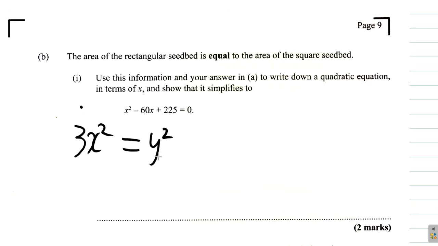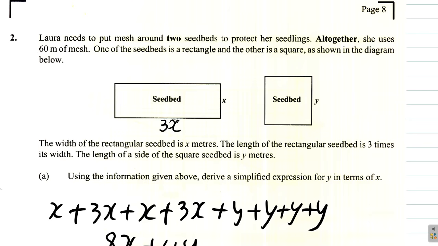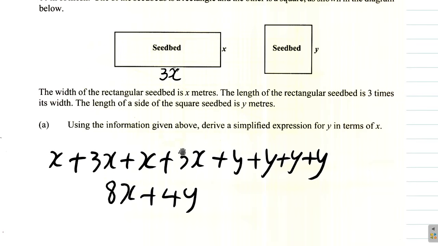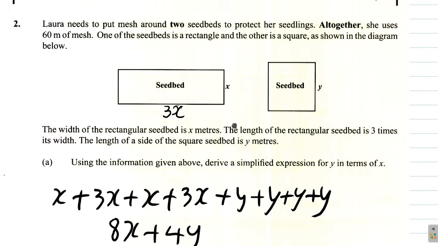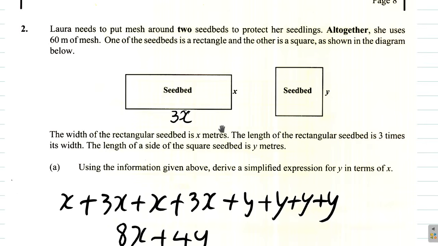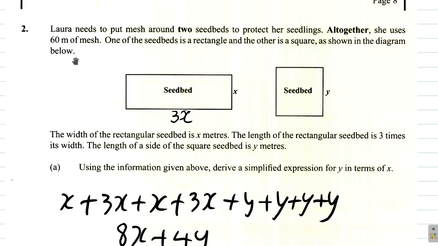Now, in addition, we're also going to use the answer that we got here, going right around. We have 8x plus 4y. Now, what does that all add up to? It's the total length of the mesh, and it is 60 meters.